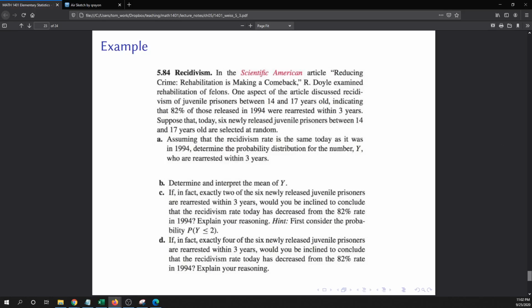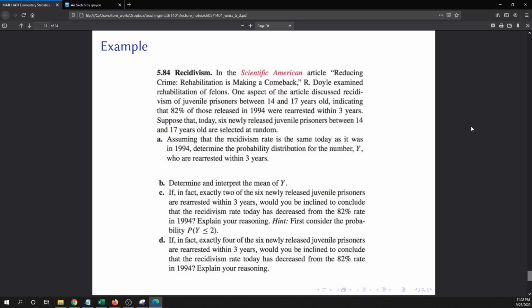All right, in this example, we are going to work 5.84 from our book about recidivism. In the Scientific American article, Reducing Crime, Rehabilitation is Making a Comeback, R. Doyle examined rehabilitation of felons. One aspect of the article discussed recidivism of juvenile prisoners between 14 and 17 years old, indicating that 82% of those released in 1994 were rearrested within 3 years.